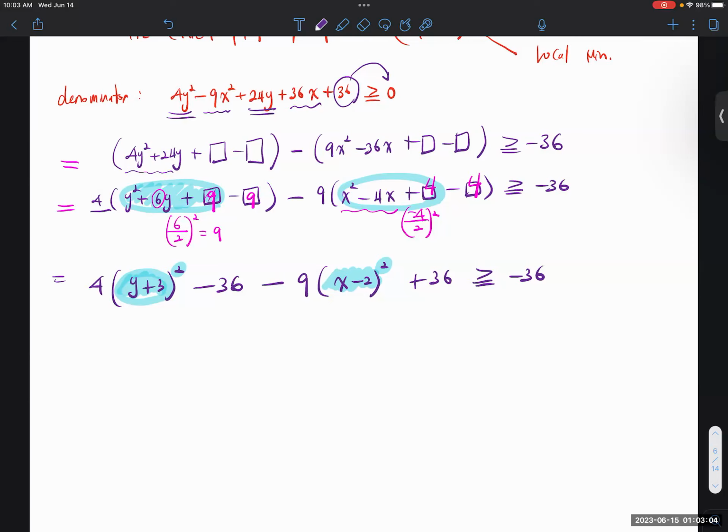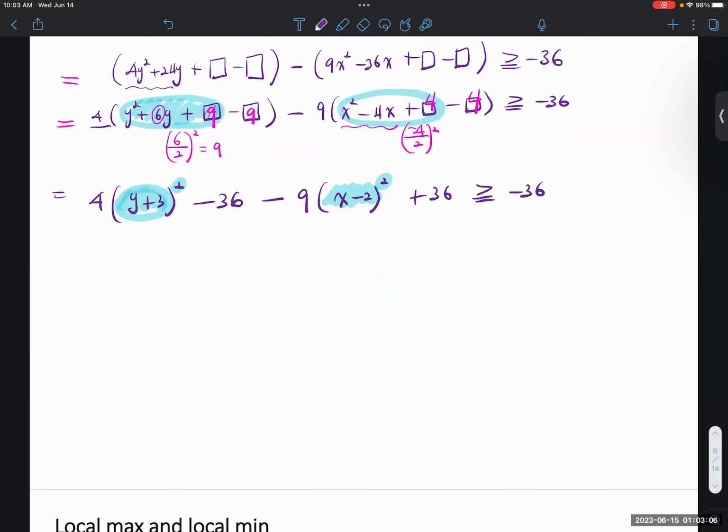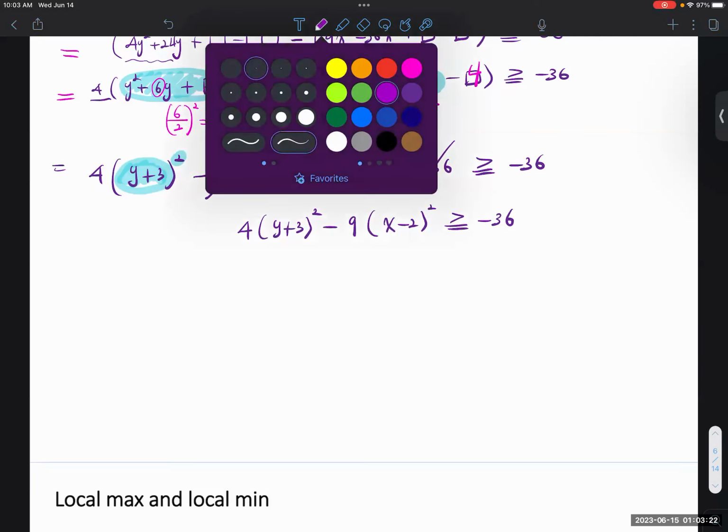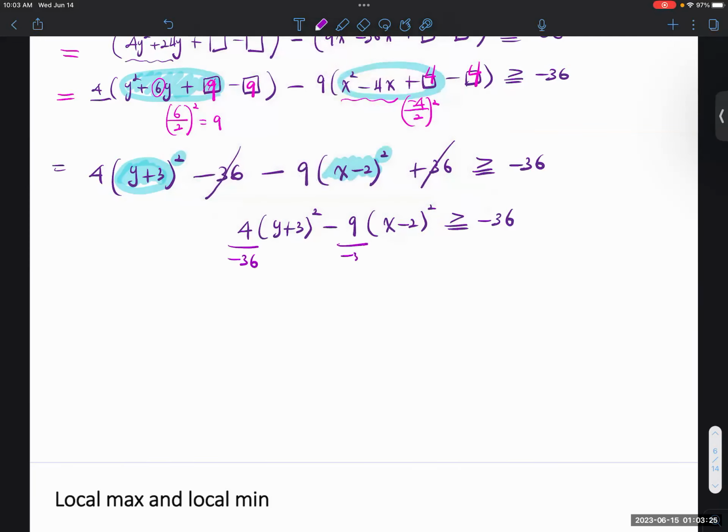So what happened? Now keep going. I'm going to reorganize it. -36 plus 36 cancel. So 4(y + 3)² - 9(x - 2)² must be greater than 36. I'm going to divide by 36 everywhere. So then what happened? We get -1/9 (y + 3)² + 1/4 (x - 2)², that is greater than or equal to 1.